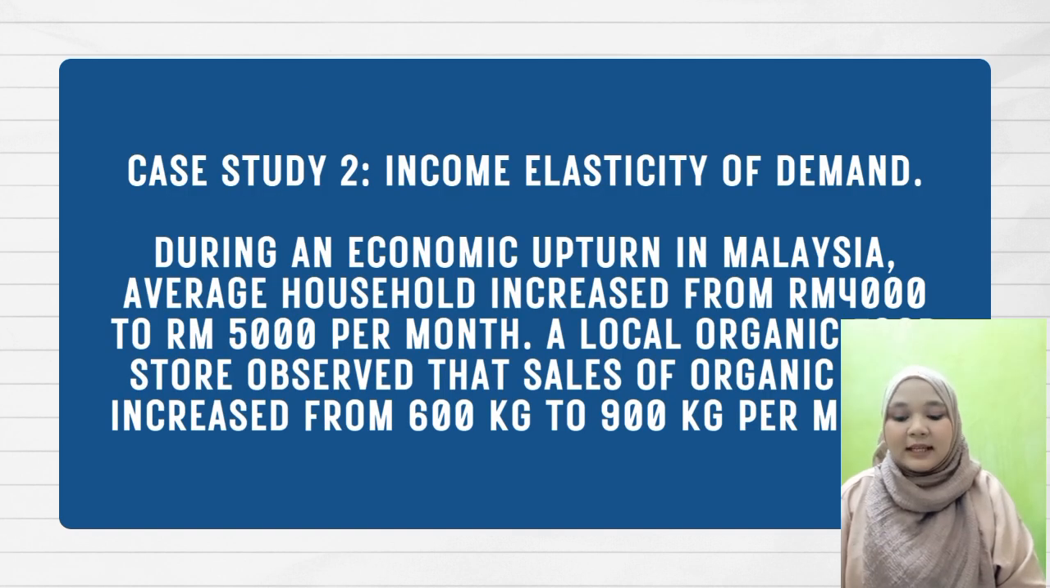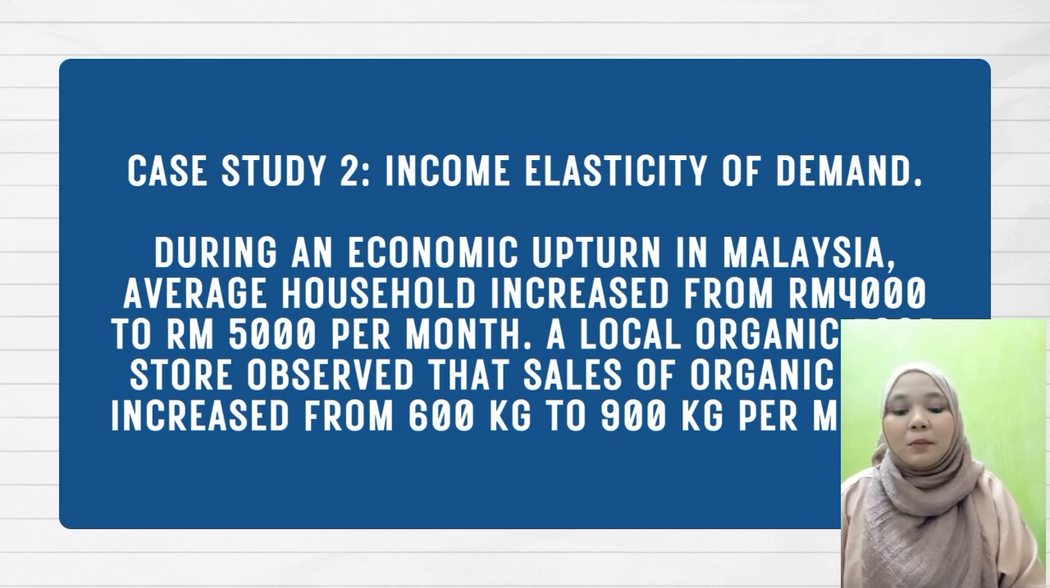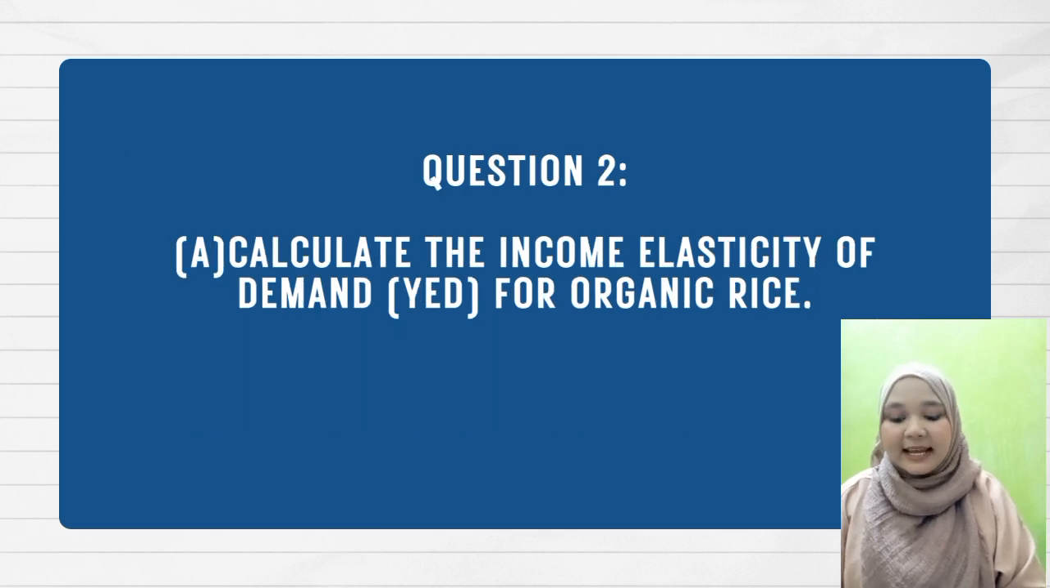Case study 2. Income elasticity of demand. During an economic upturn in Malaysia, average household income increased from 4,000 ringgit to 5,000 ringgit per month. A local organic food store observed that sales of organic rice increased from 600 kg to 900 kg per month. So question A, calculate the income elasticity of demand for organic rice.